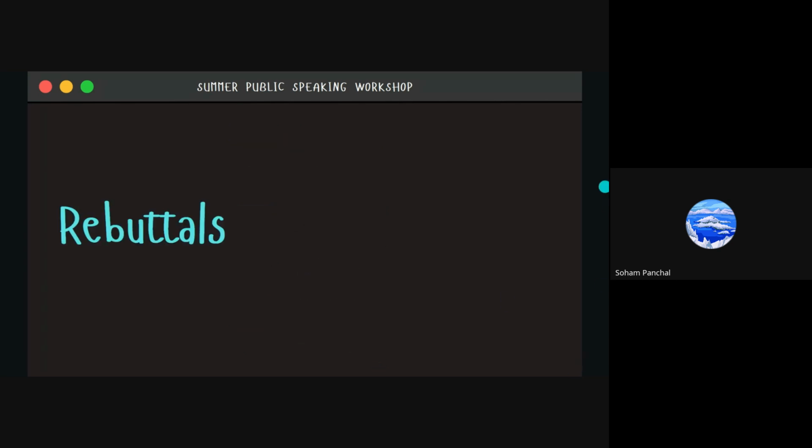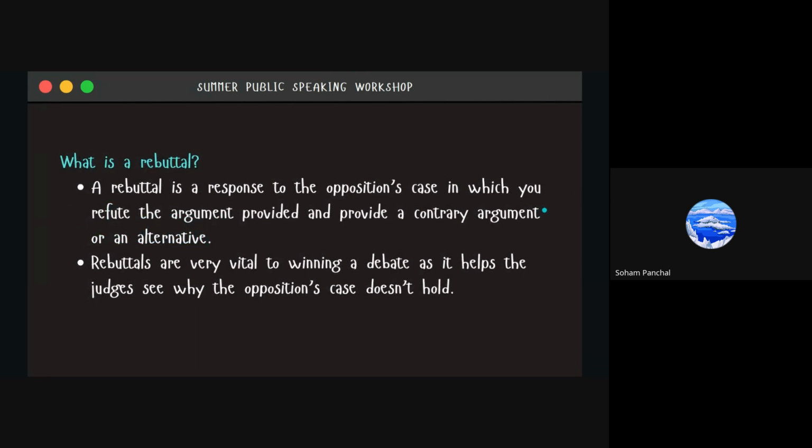Now on to rebuttals. What is a rebuttal? Basically, a rebuttal is a response, a counter argument, you make to the opposition's case. For example, if the opposition comes and tells me this is their argument, now to show the judges that you do not agree with their argument, or that your case is better than theirs, you make a rebuttal.